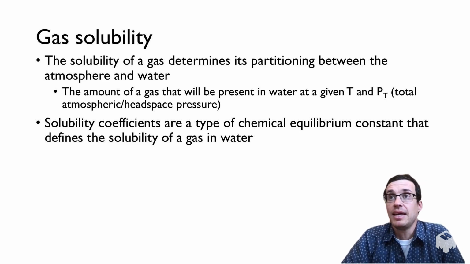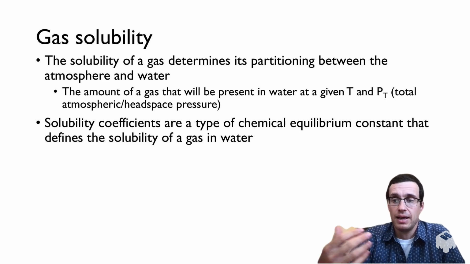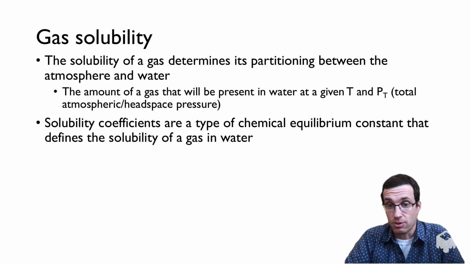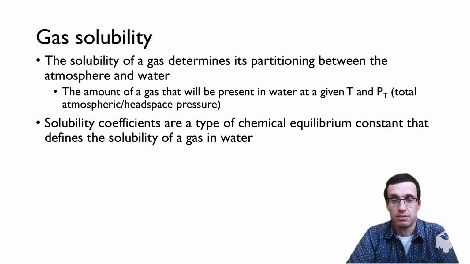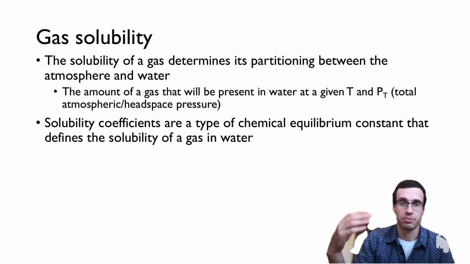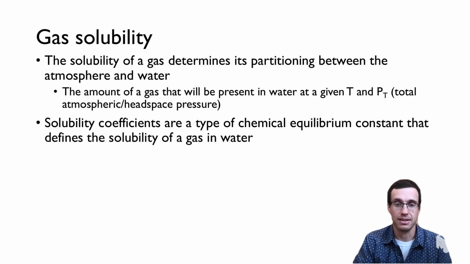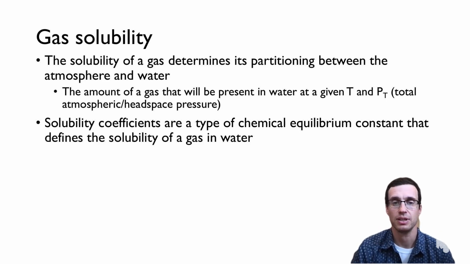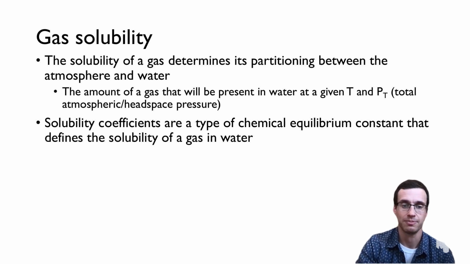What that means is if you have water and gas or atmosphere that are in contact with each other and you let them sit for a long enough period of time, they will come into equilibrium so that the partial pressure of the gas in the air will determine how much concentration is in the water. And so the solubility determines the partitioning between the water and air.